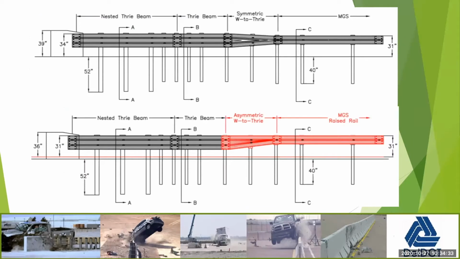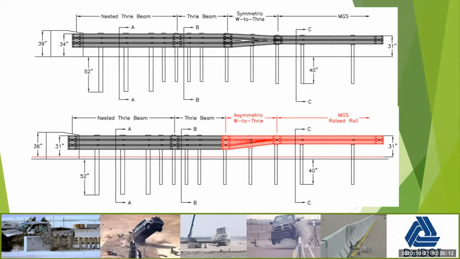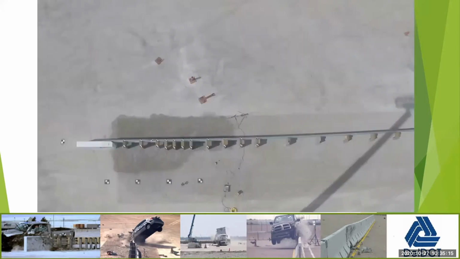So rather than talk about it, I'm just going to show you a picture. The top picture is the initial application. You can see the Thrie-Beam is mounted at 34 inches, runs out to a symmetric W to Thrie-Beam transition, then it continues with 31-inch guardrail, which is labeled as the MGS. The bottom picture is after a 3-inch overlay comes through. Obviously the Thrie-Beam doesn't move positions, so you reduce the effective height of it from 34 inches to 31 inches. You replace the symmetric W to Thrie-Beam with an asymmetric one, and then the MGS can be raised up by 3 inches. And that's also been crash tested, so you have a crashworthy application both before and after.